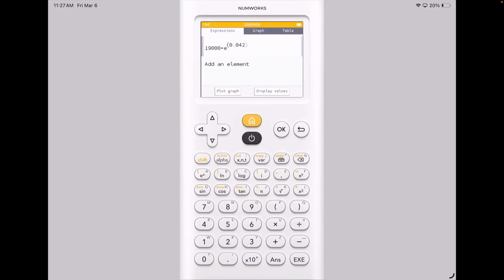But here's the thing. The calculator likes X. It's okay. Where's the X button? It's right below the black off button, where it says cut, X, T, N. That's where the variable button is. Hit that button once and it's an X. We don't need a T, we don't need an N, X is okay. Then close the parentheses and hit enter.